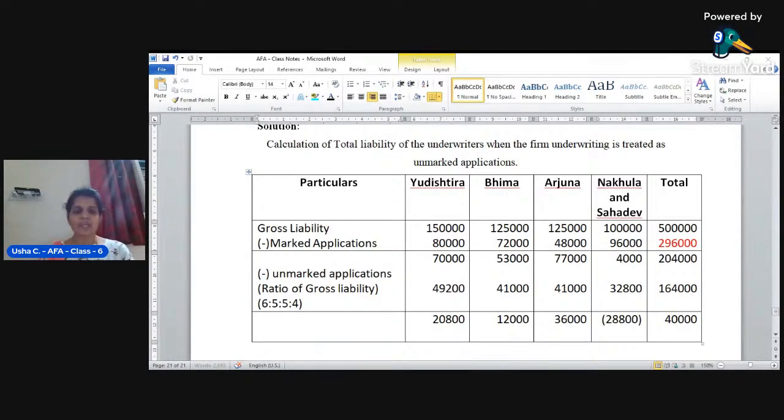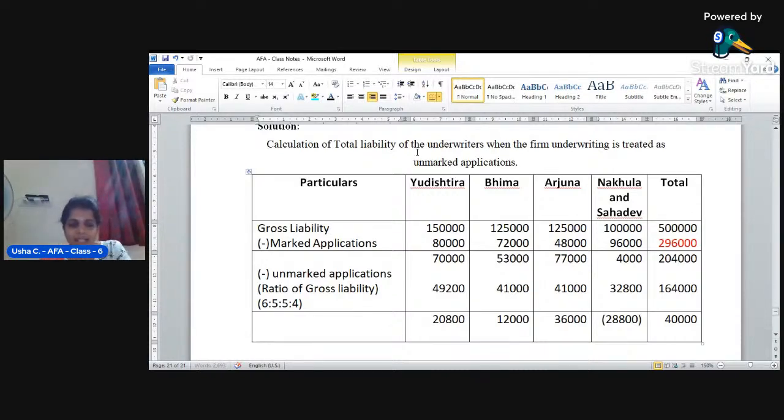What will we do now? Shall we add the firm underwriting now? Yes, very good, Sonia. Where we have to distribute the surplus amount among the remaining underwriters. Correct. There is a surplus item that should be divided among the remaining firm underwriters.